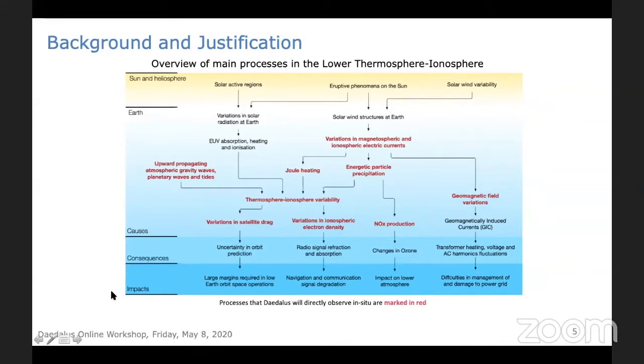And finally, energetic particles from outer space impinging onto the atmosphere, they cause considerable chemical changes impacting odd nitrogen and the odd nitrogen cycle, which is critical to ozone down below. These processes are described in the Daedalus mission objectives in terms of energetics, dynamics, and chemistry. And Daedalus will pursue specific questions on these areas.